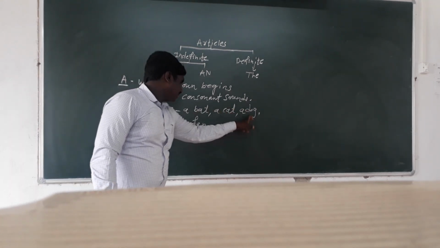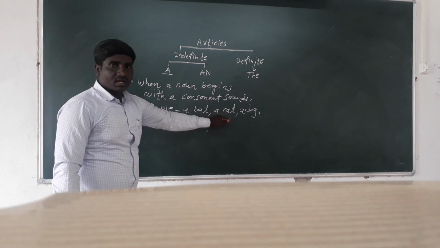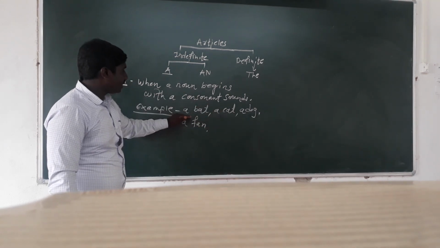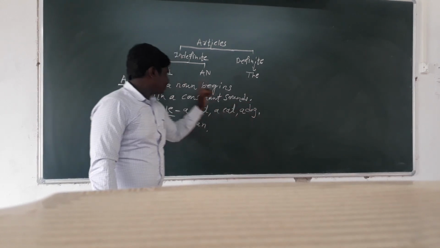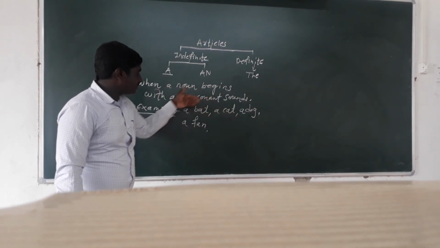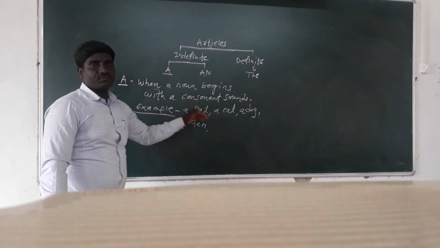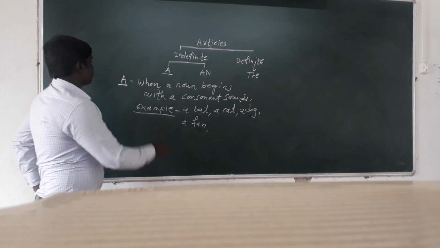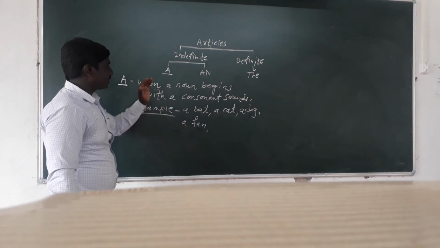B, C, D, F. These are the consonant sounds. So that's why before the consonant sound we should use the article "a". These are the examples: a bat, a cat, a dog, and a fan. So when a noun begins with a consonant sound, we should use the article "a".